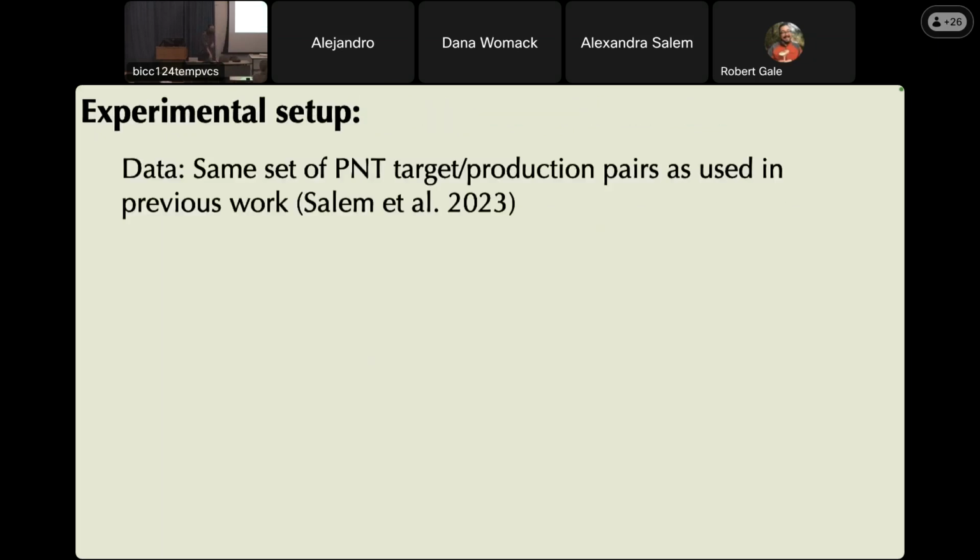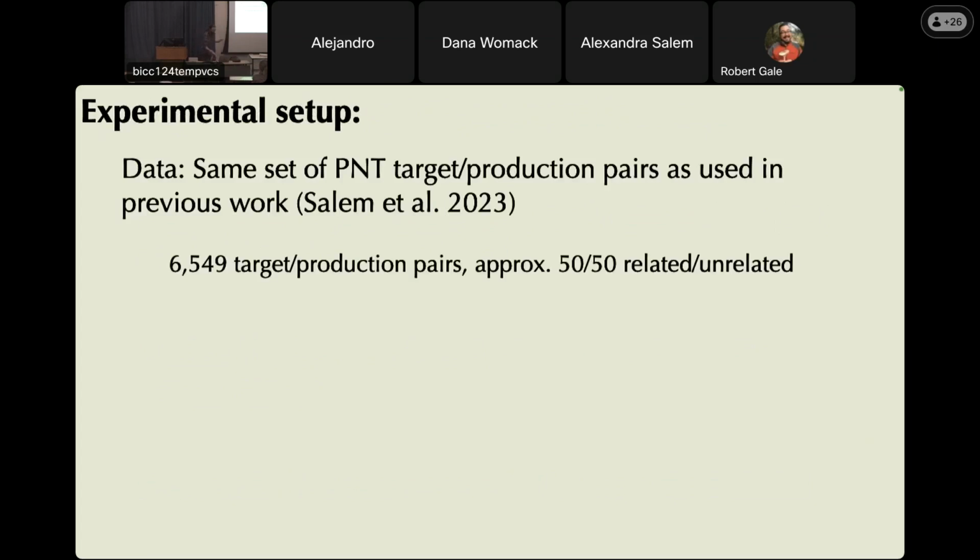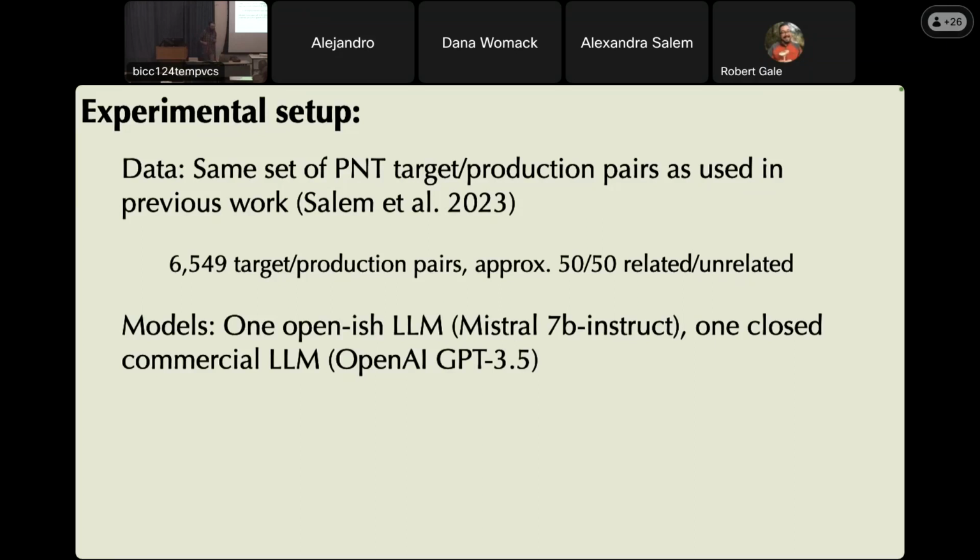Our setup was we took our 2023 paper where we used BERT for this purpose, and we used the same set of administrations. So it was about 6,500 target production pairs. By dumb luck, it happened to be pretty evenly balanced, which never happens. So we were really glad about that, between ones that were related and ones that were unrelated, according to the ground truth. We tried two LLMs. We tried one open-ish LLM that I can run here on our OHSU infrastructure for free, or not for free, since I'm not paying per call as with OpenAI. And that one is a very well-performing but small LLM called Mistral Instruct.